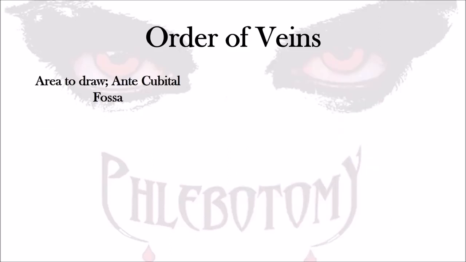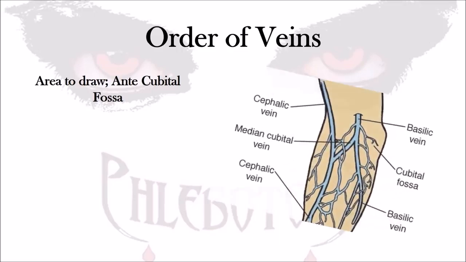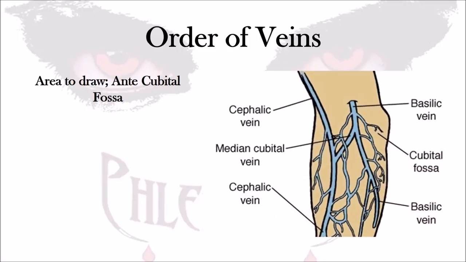Now, when we're looking at the area to draw, we must remember that this area is called the antecubital fossa area. This area is where all three veins lie: the median cubital, the cephalic, and the basilic veins. I highly recommend following this order. First, look for the median cubital, then the cephalic, and then, of course, the basilic.